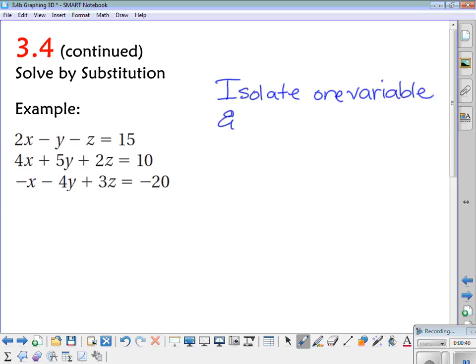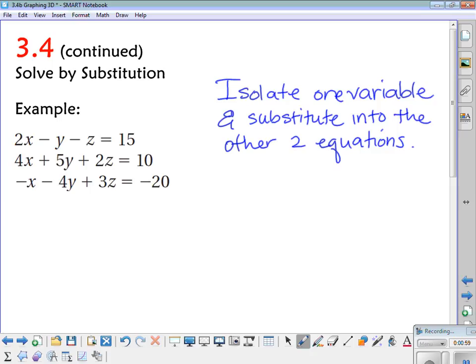Okay. Isolate one variable and substitute into the other two equations. All right, so basically I already have a couple of them that are kind of alone. I'm going to choose to isolate the z in that first equation, but I could isolate the y in that equation, or I could isolate the x down in the bottom one, but I just chose to do z.